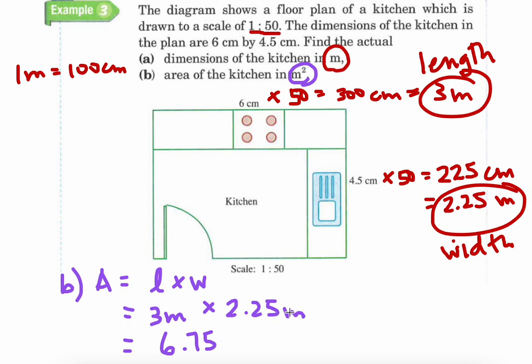And then meters times meters is meters squared. That's where that meter squared comes from because area is 2-dimensional. So your area is 6.75 meters squared. And we can get all that from a little picture because they just took a huge area and they shrunk it into a smaller picture and a smaller scale.